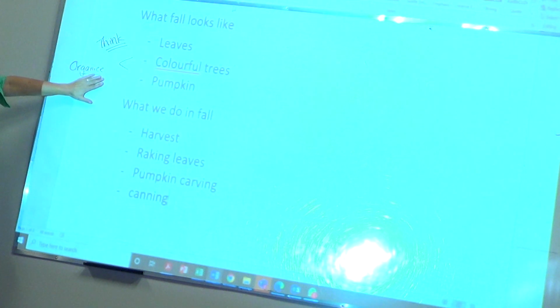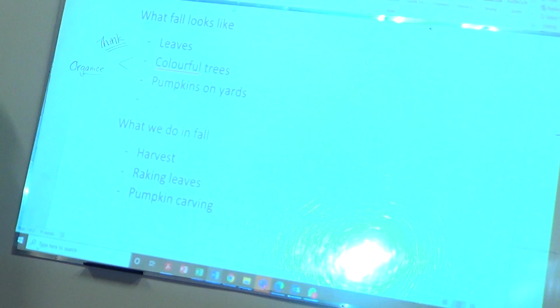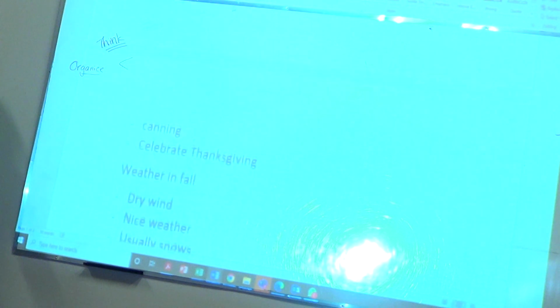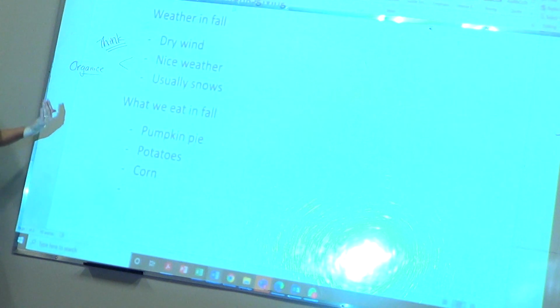So as we're organizing, we actually start thinking of other ideas. So what fall looks like: leaves, colorful trees, pumpkins on yards. Actually, the trees look naked. Naked trees in fall, right? Before the snow comes. Stuff like that. So yeah, we can start adding ideas to these groups, right?